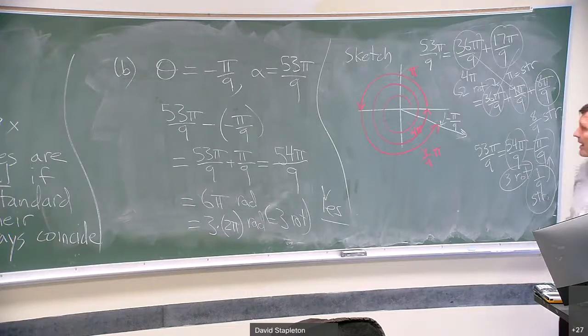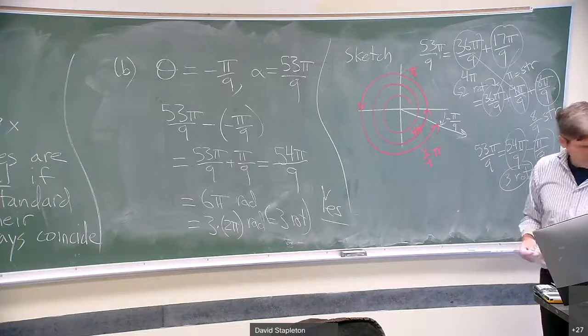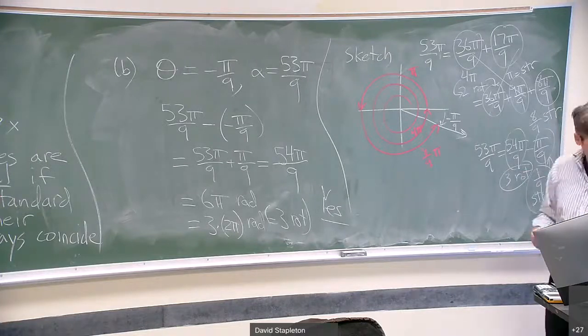So there's sketching angles and seeing if they're coterminal. If they differ by an integer multiple of 360 in degrees, or by an integer multiple of 2 pi in radians, then they're coterminal, and otherwise not.